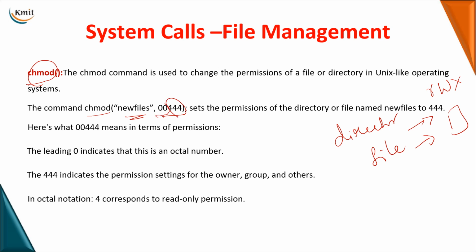The leading zero indicates that it is an octal number, and as you all know, in 444, 4 is the value related to the read operation. So if I write 444, it means that you are only providing read permission for the owner, the group, as well as the guest, or what you call others.